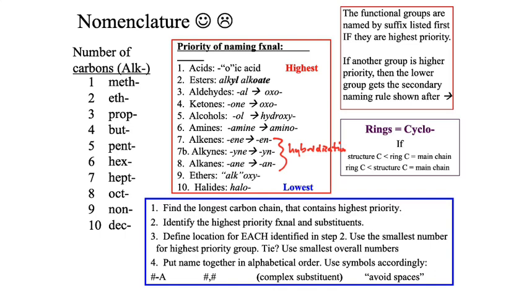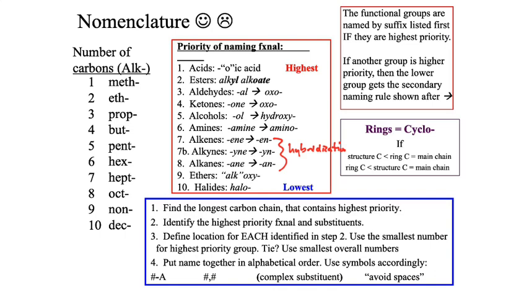Yes, you can. What breaks that tie? The alphabet. Okay? So not only do you have to know numbers, you also have to know your alphabet. Multiple things I'm not good at. Okay? Then you have to put everything together. The name goes together in alphabetical order regardless of the number system. So you'd go number, substituent, number.